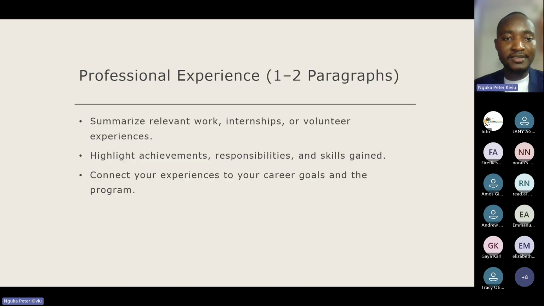And now that takes us to the professional experience. So when we are talking about the professional experience, are you able to summarize the relevant work, the internships, the volunteer experiences that you have had, highlight the achievement, the responsibility, and the skills gained, and connect your experiences to your goals and the goals of the program?